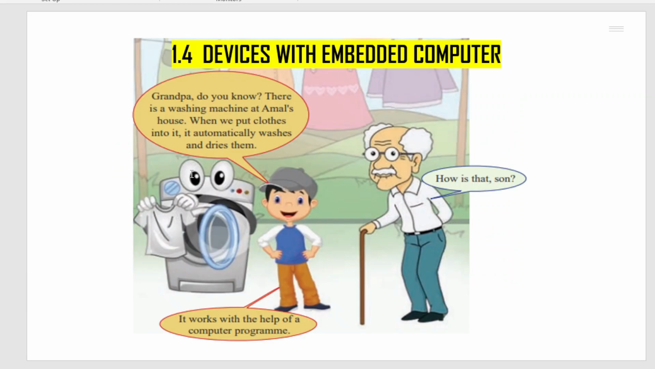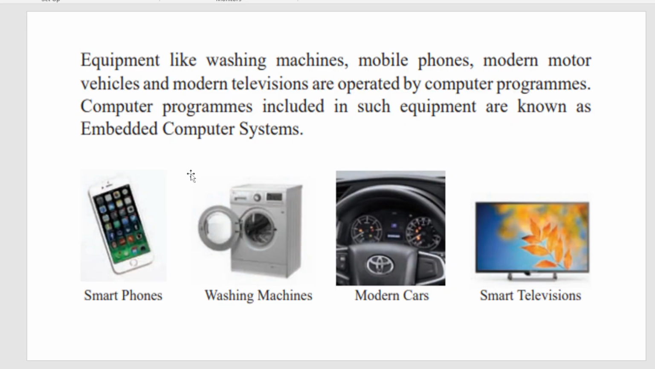So let's move to the next slide. It is about devices with embedded computers. Can you tell me what an embedded computer system is? Any device that has a digital interface is considered an embedded device. What is the meaning of an embedded device? It means devices which have a digital interface. For example, we can take smartphones, washing machines, modern cars, and also smart televisions.